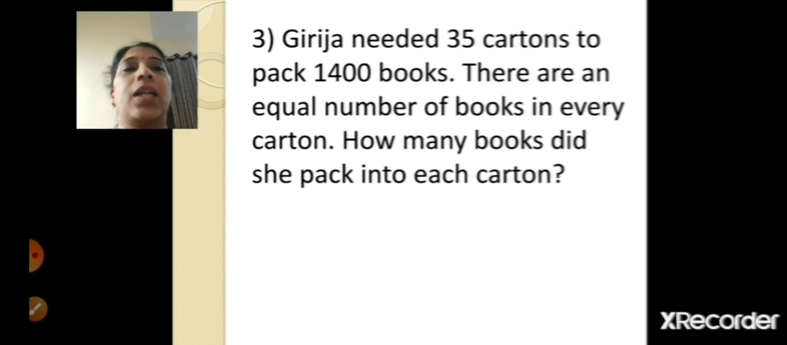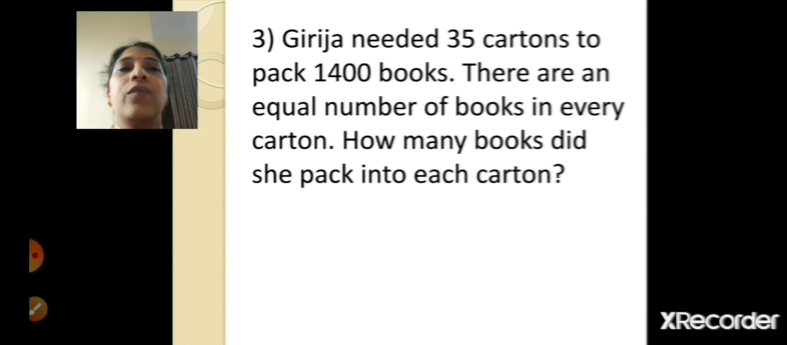Girija needed 35 cartons to pack 1400 books. There are an equal number of books in every carton. How many books did she pack into each carton? So what is given in the question? There are 1400 books, and Girija requires 35 cartons to pack these 1400 books, and in each carton there are equal number of books. So we have to find out in each carton how many books are there, right?